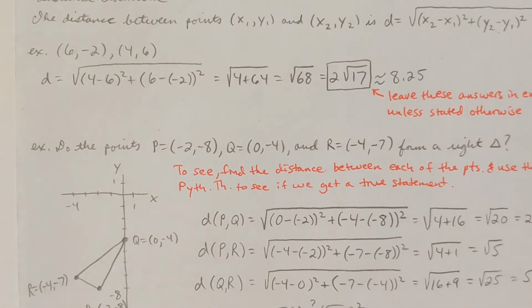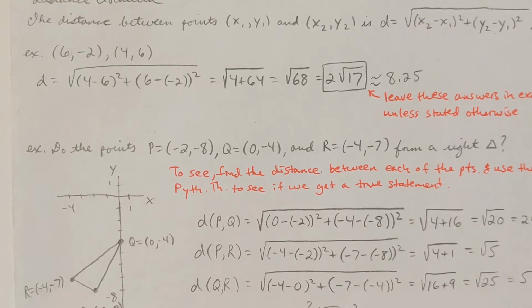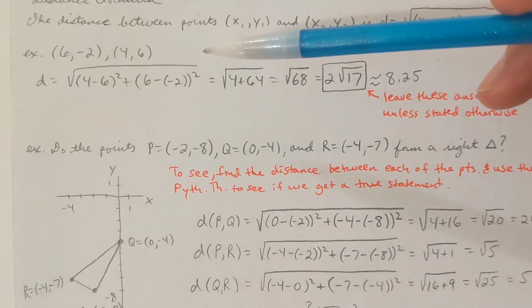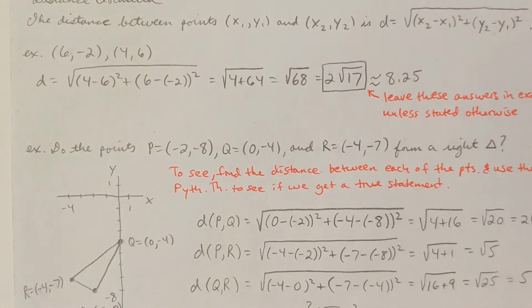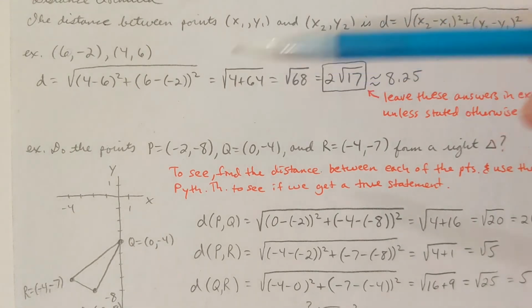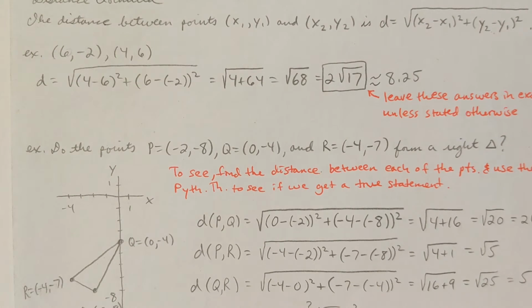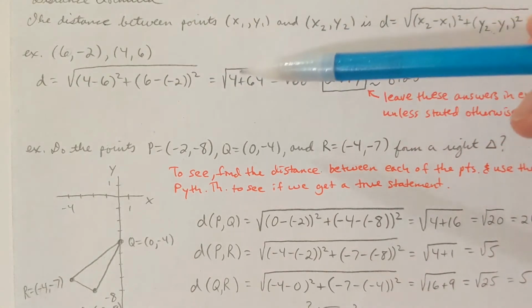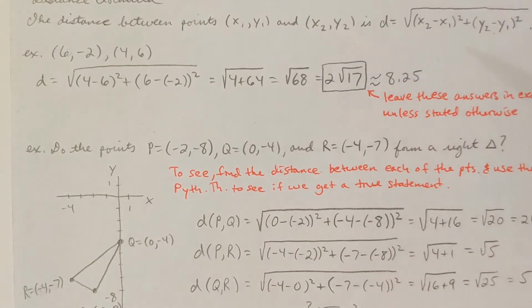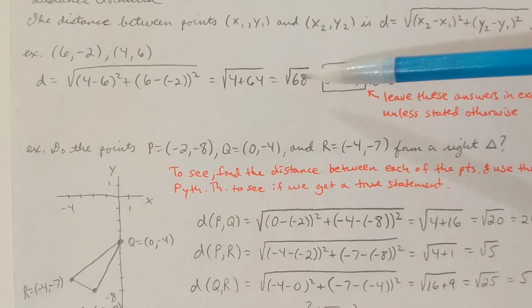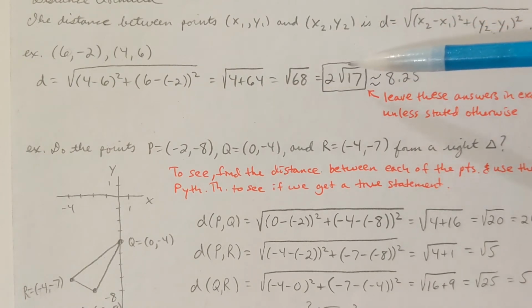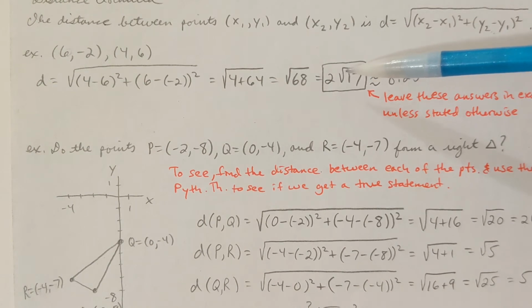As an example, suppose that we want to find the distance between (6, -2) and (4, 6). The distance is found by using the distance formula. We want the square root of (4 minus 6) squared plus (6 minus -2) squared. 4 minus 6 is -2, and -2 squared is 4. 6 minus -2 is 8, and 8 squared is 64. 4 plus 64 is 68. The square root of 68 is 2 root 17, which is the exact answer.